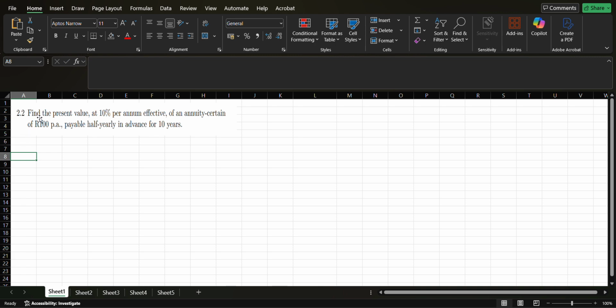Okay, so the first example: find the present value at 10% per annum effective of an annuity certain of 100 Rand per annum, payable half yearly in advance for 10 years. This is an example of an annual annuity payable monthly. In this case, P is 2 because it's payable half yearly.